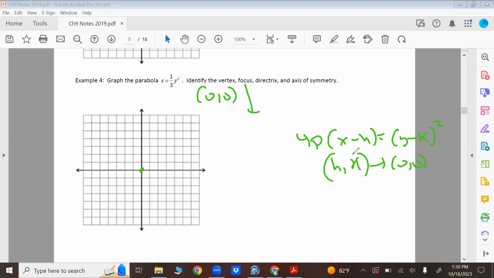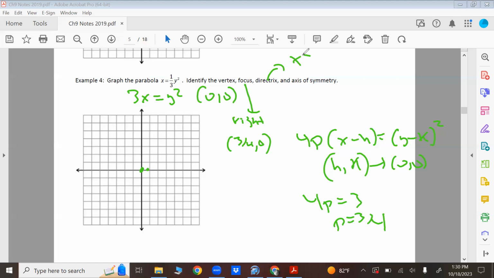So I should move that 3 over to the other side. So 4P equals 3. So P is 3/4, and it's going to the right. We already got that. Okay, so the focus is 3/4 comma 0. And the directrix would be x equals -3/4.